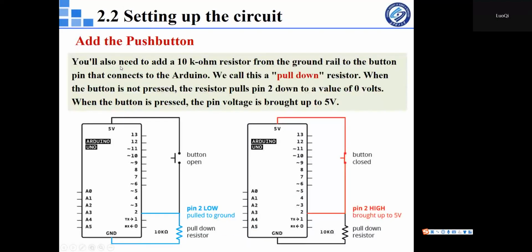For the push button, you also need to add a 10 kilo-ohm resistor from the ground to the button pin that connects to the button. We call this a pull down resistor. When the button is not pressed, the resistor pulls pin 2 down to 0 voltage. When the button is pressed, the pin voltage is brought up to 5 voltage.